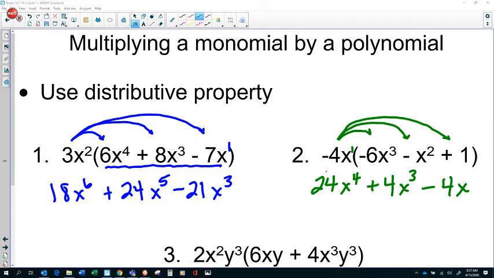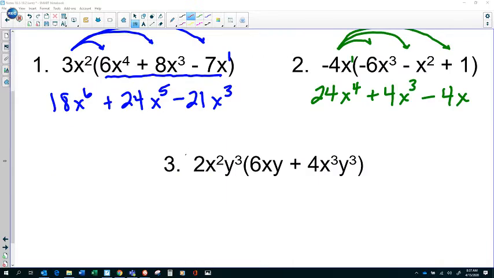Okay, you should have got this result, 24x squared plus 4x cubed minus 4x. Remember that the exponent with just a base of x or just a base of y is going to be just 1. Okay, moving down to the bottom one.